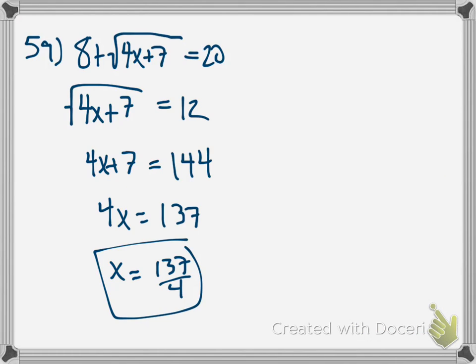Final one, let's look at 59. Here you can see I subtracted 8, and 20 minus 8 is 12. I squared the 12 to get 144. Notice how the radical dropped. Subtracted 7 to get 137, then divided by 4 to get 137 over 4. So that's really about it for those.